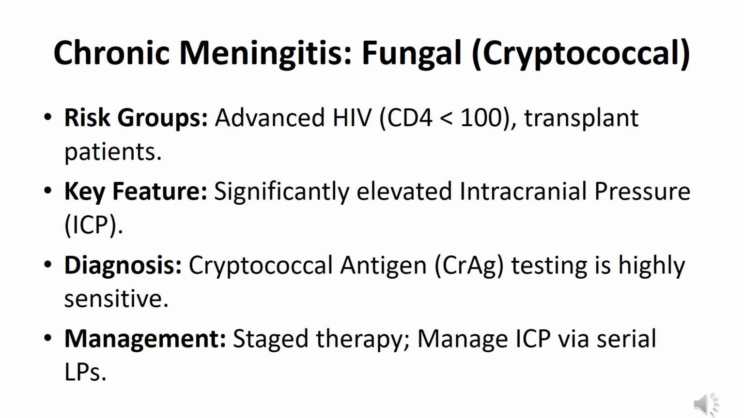Diagnosing cryptococcal meningitis has become more efficient with the use of cryptococcal antigen testing, commonly known as CRAG testing. This test is highly sensitive and can detect cryptococcal polysaccharide antigen in cerebrospinal fluid or blood. Its accuracy and rapid turnaround have made it an invaluable diagnostic tool, especially in resource-limited settings where early diagnosis is critical. Management follows a staged approach.